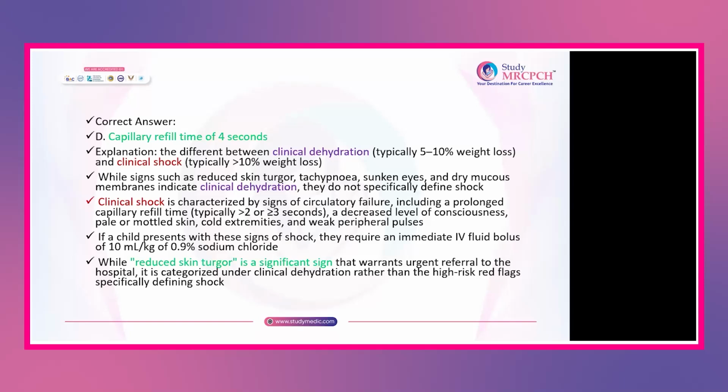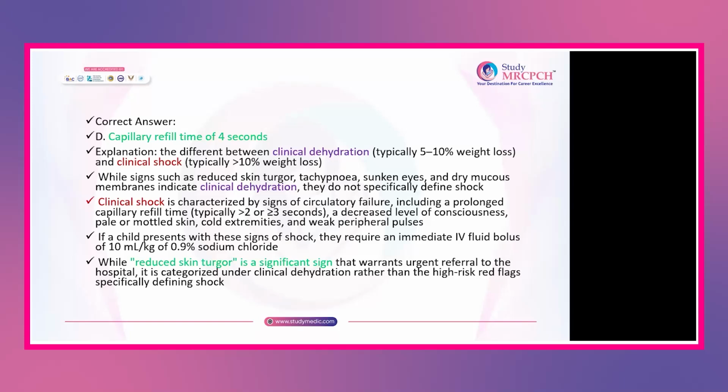Also pale, mottled skin, cold extremities, and weak peripheral pulses. If the child presents with these signs of shock, they require an immediate IV fluid bolus of 10 ml per kilogram of 0.9 sodium chloride. If we need more, we will consider whom? We will consider a senior for giving more than 20 ml per kilogram, as the previous explanation mentioned.